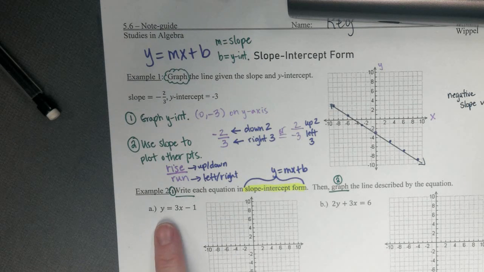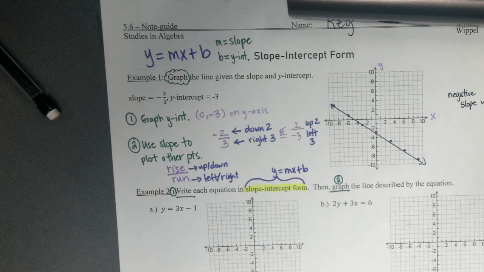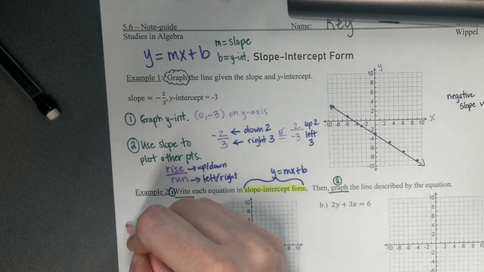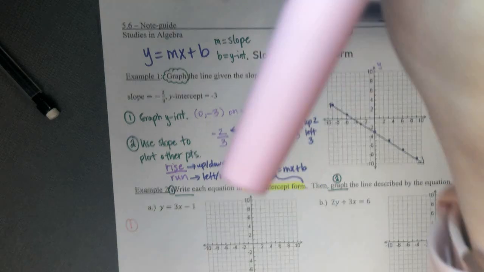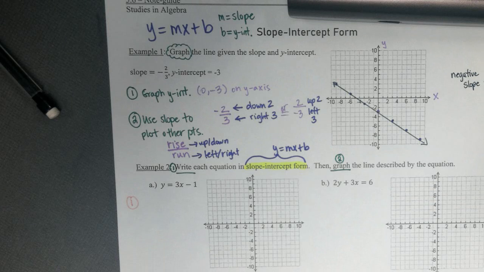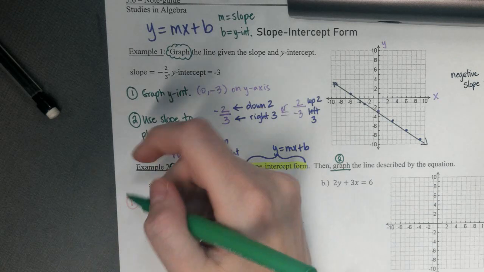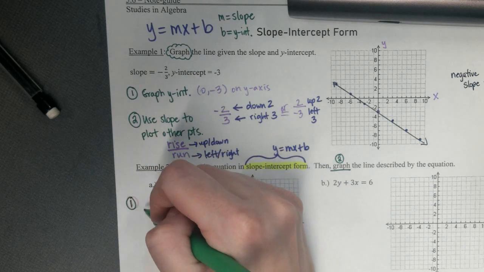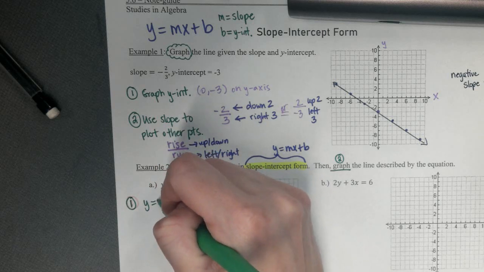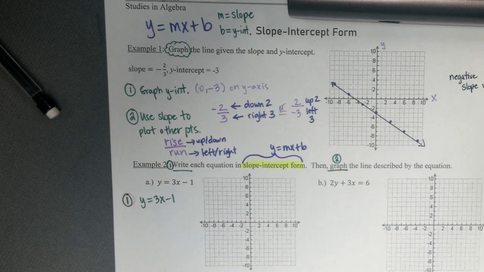Now look at number 1. Is this in the form y equals mx plus b? Yeah, it's already in that form. So for step 1, it's already done for you. So it's y equals 3x minus 1. That was given. Yay, it's already given to us.